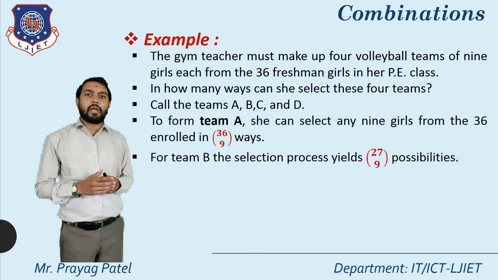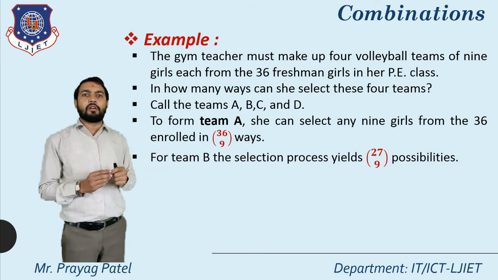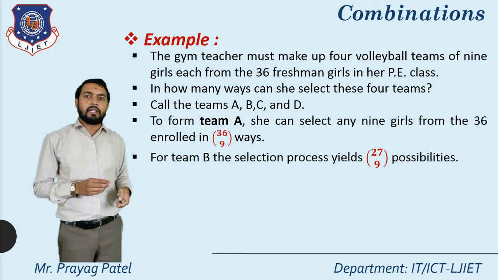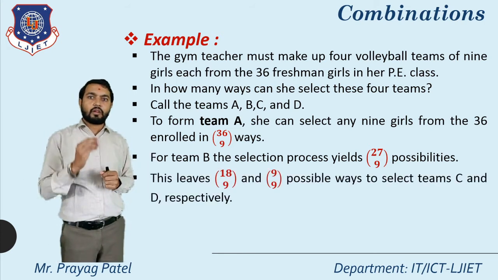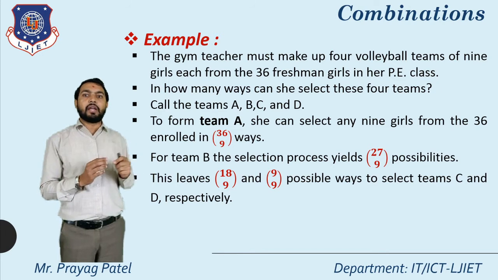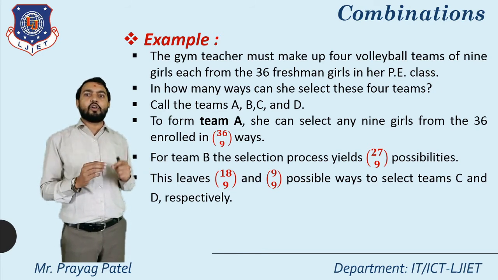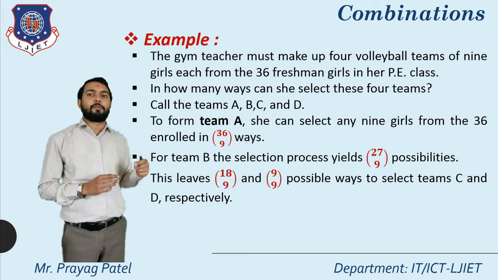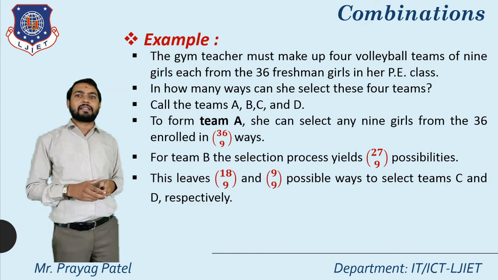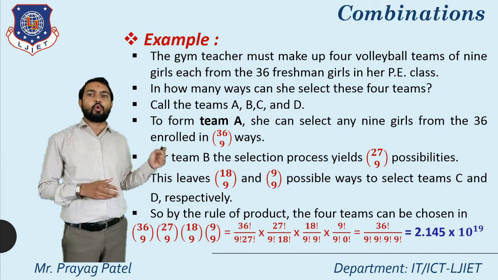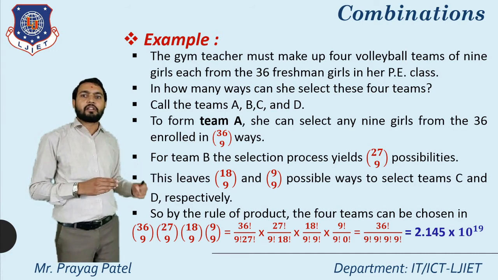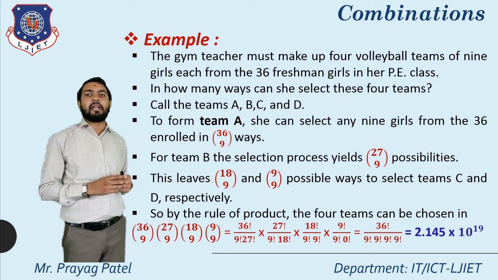For selecting team B, our scenario is to select 9 students from the 27, because we already selected 9 students, so no common student is in any two teams. So C(27,9) is the second possibility for team B. Now for team C, we select from the remaining 18 students, 9. That means C(18,9). And for team D, we have to select 9 out of 9. So these 4 cases are considered as the different selections of the teams A, B, C, D. So the final answer is the multiplication of these 4: C(36,9), C(27,9), C(18,9) and C(9,9).